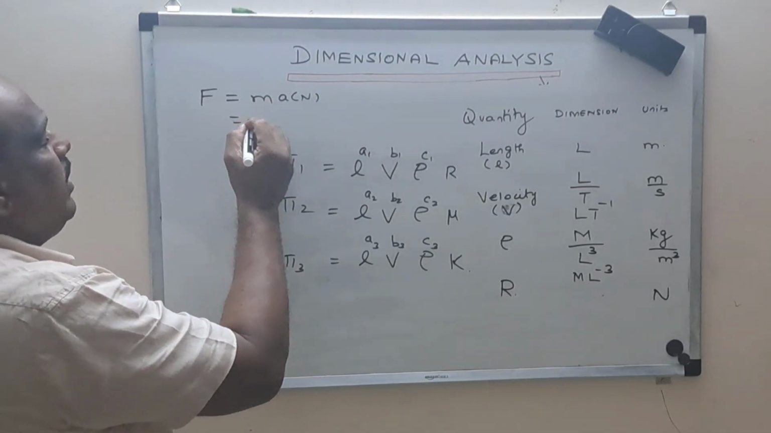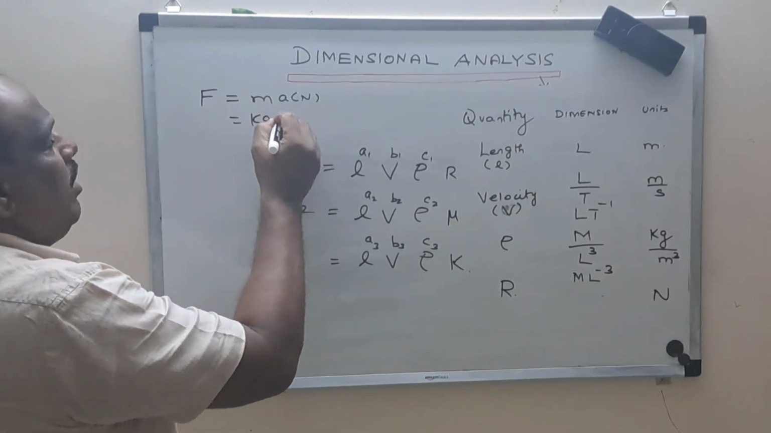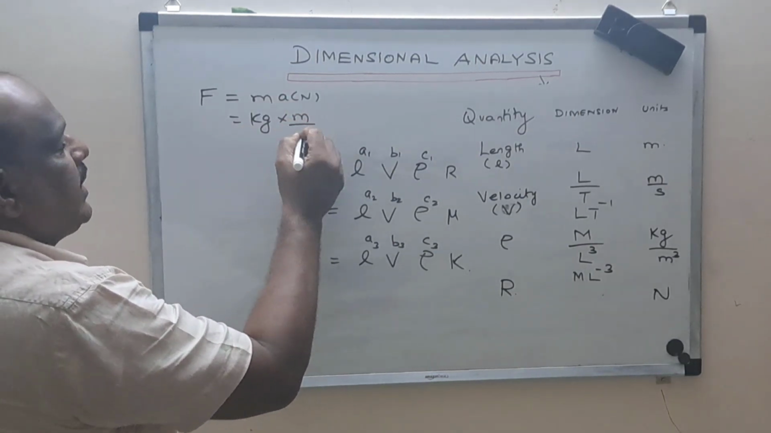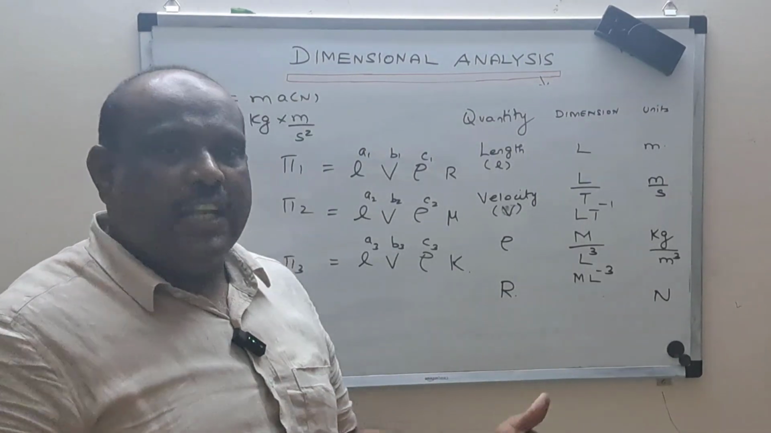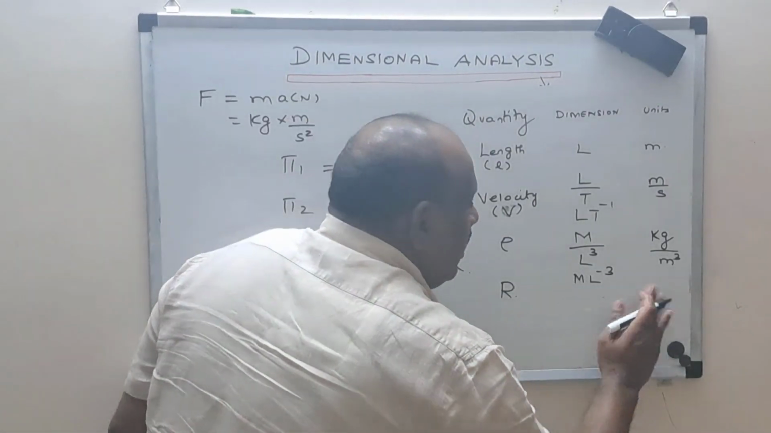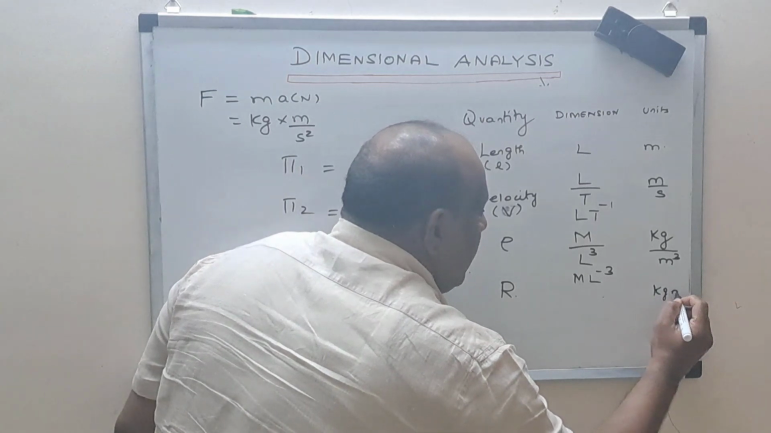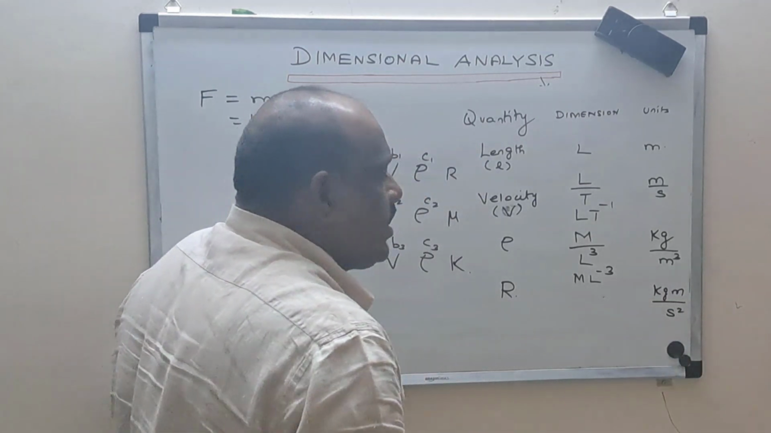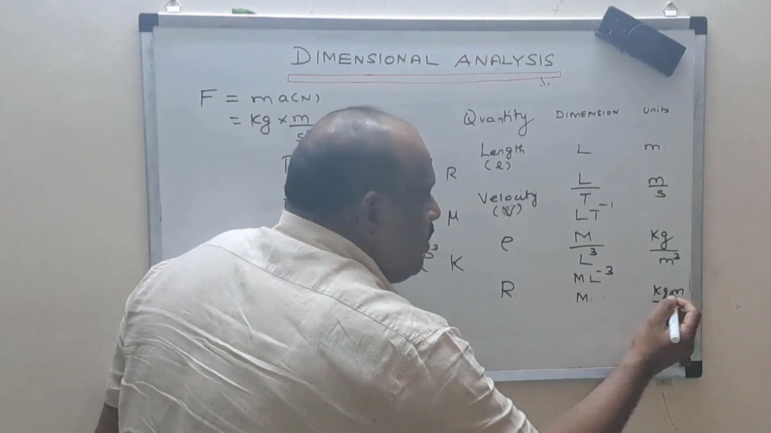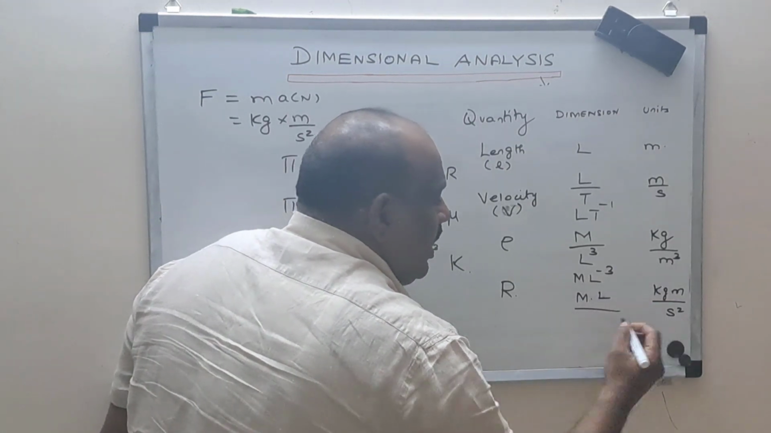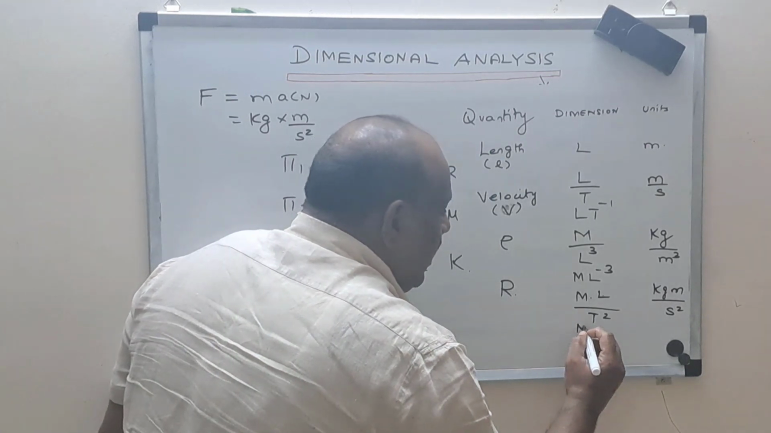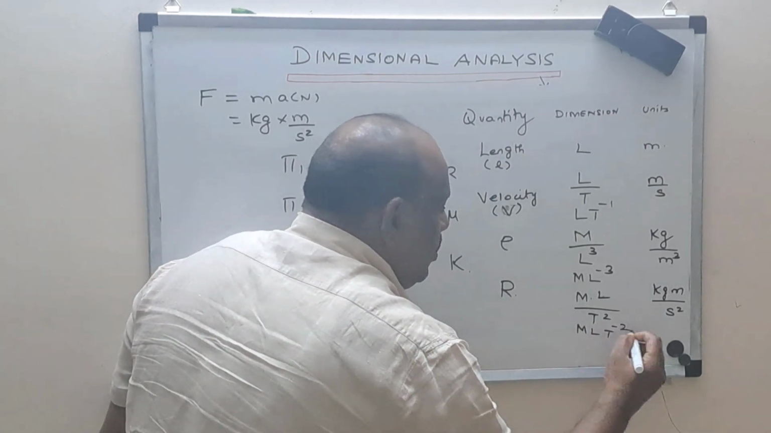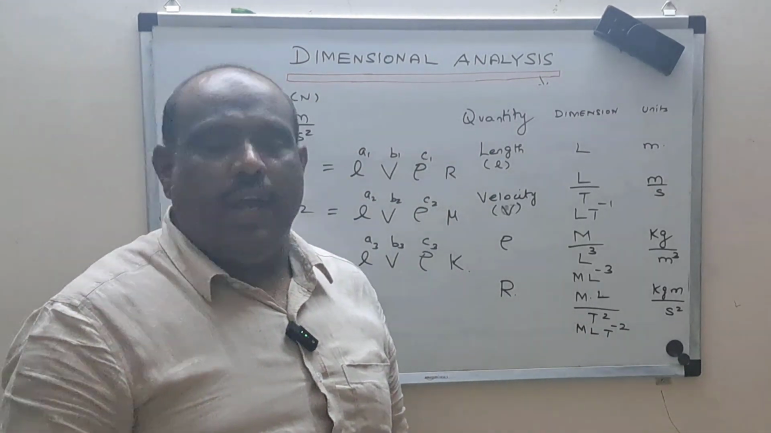What is the unit of m? Kilogram. What is the unit of acceleration? Meter per second squared. So I can write either Newton, or if I expand this Newton, it is kilogram meter per second squared. Kilogram is mass, meter is length, second squared is time squared. So the value of R is M L T power minus 2.